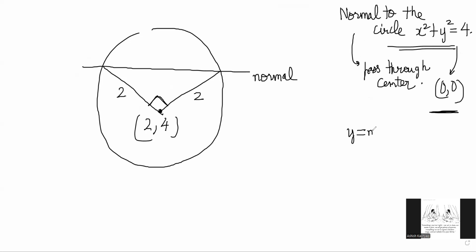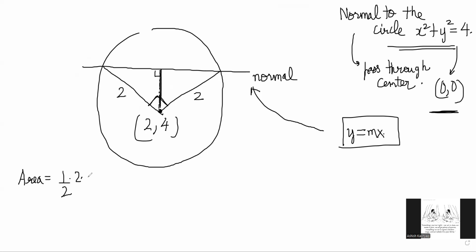Therefore it can be written as y is equal to mx. So y is equal to mx is a correct equation for this normal. And now what we will do is we'll try to find the possible slopes of this normal, right? Now looking at the geometry of this figure, let's drop a perpendicular from (2, 4) onto this. We can find the length of this because I know the area of the triangle. Area of the triangle is half into 2 into 2 because this is a right angle. So that is equal to simply 2.